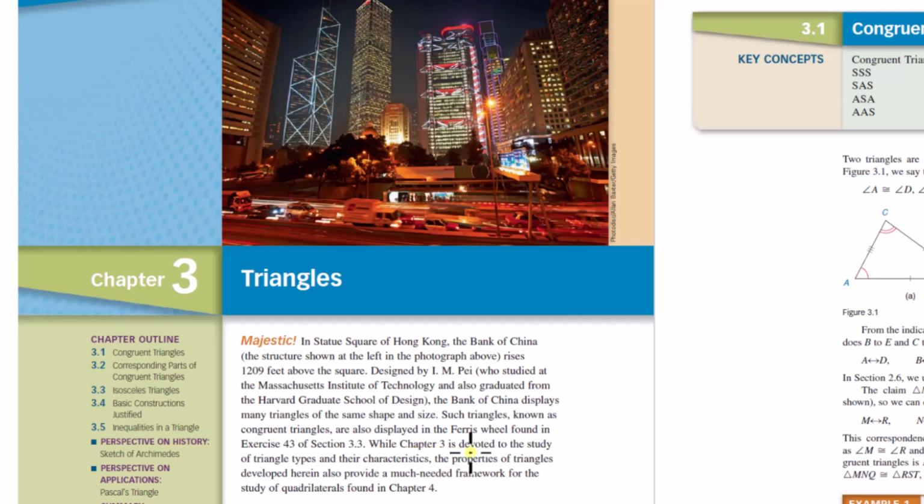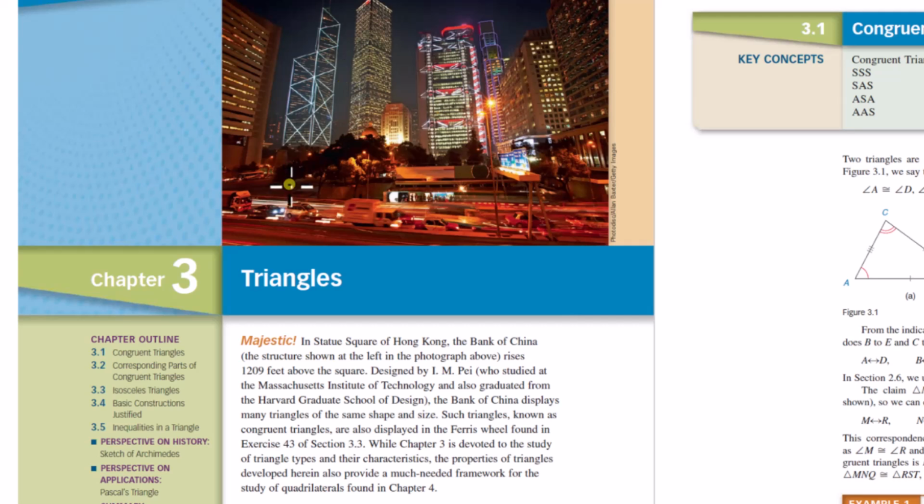While chapter 3, this chapter, is devoted to the study of triangle types and their characteristics, the properties of triangles developed herein also provide a much-needed framework for the study of quadrilaterals found in the next chapter. So a lot of the principles we're going to learn in this chapter about triangles are going to extend to quadrilaterals, and you can think even all polygons in general. A lot of the notation, the analysis techniques, etc., the framework. Okay, but what they're saying here, if we look at the Bank of China, all of these triangles they're saying are congruent. Even though a lot of them are oriented differently, they're still congruent.